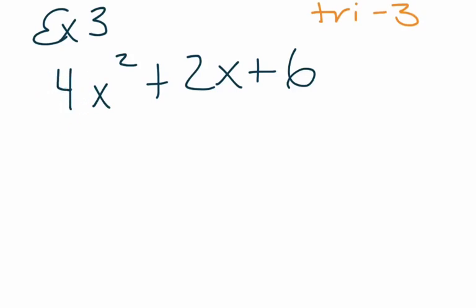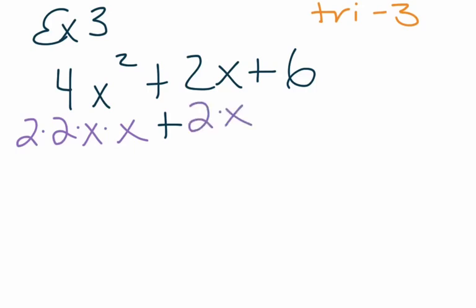4 will factor into 2 times 2. X squared factors into x times x. I'm going to bring down that plus sign. This actually doesn't factor at all. 2x is 2x. So you can go ahead and split them up if you want with a times sign in between. And then 6 factors into 2 times 3.